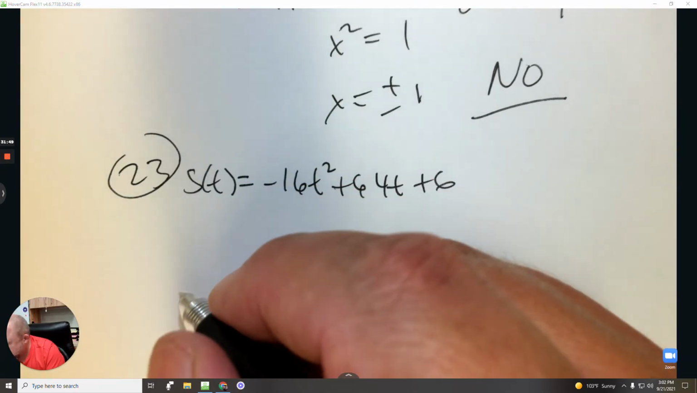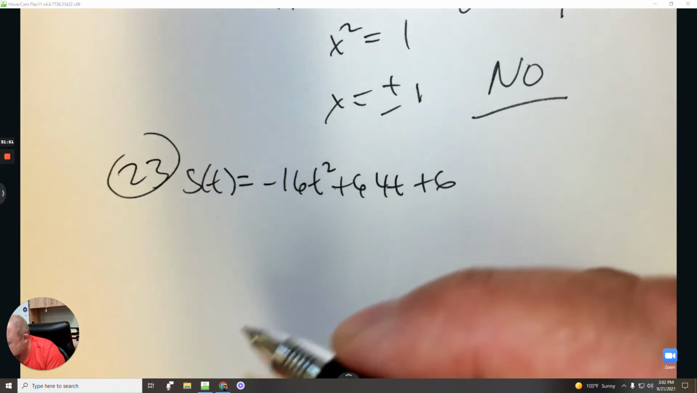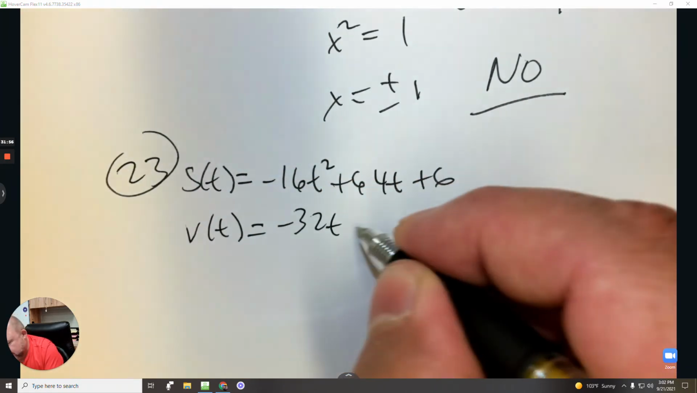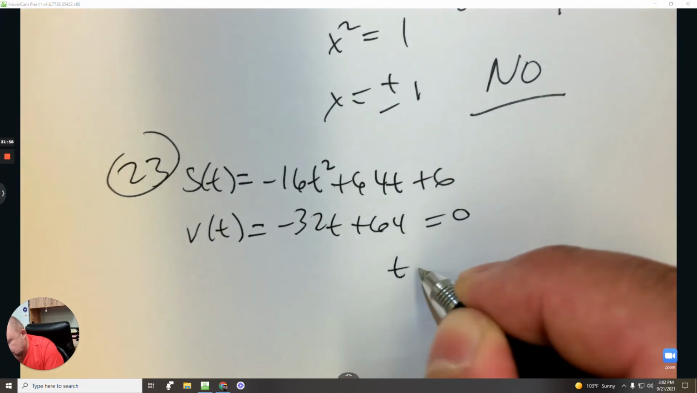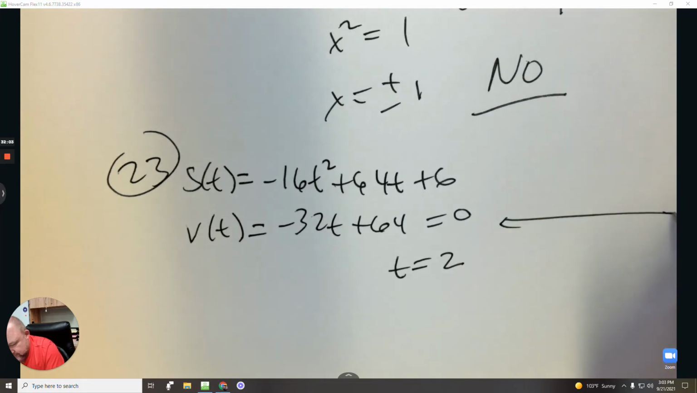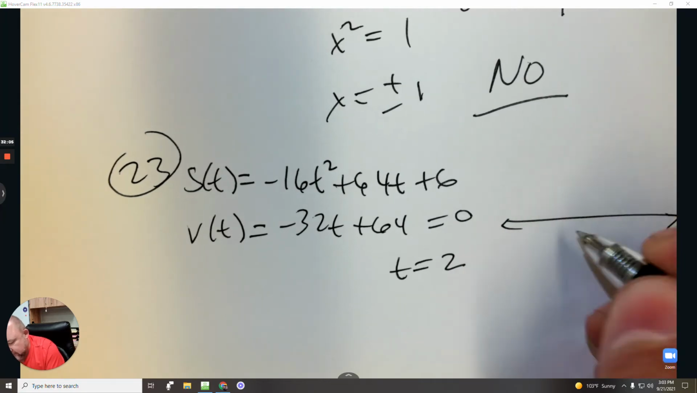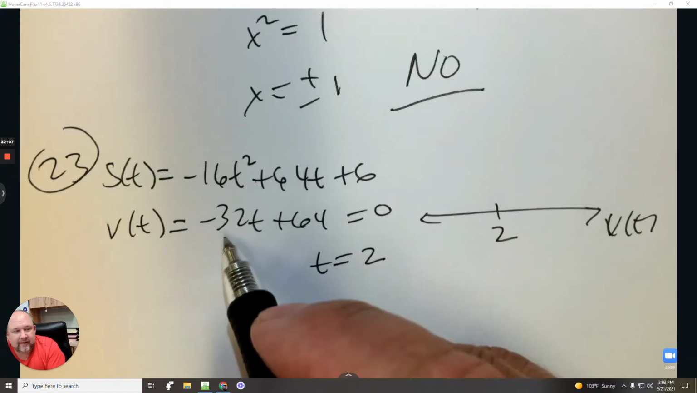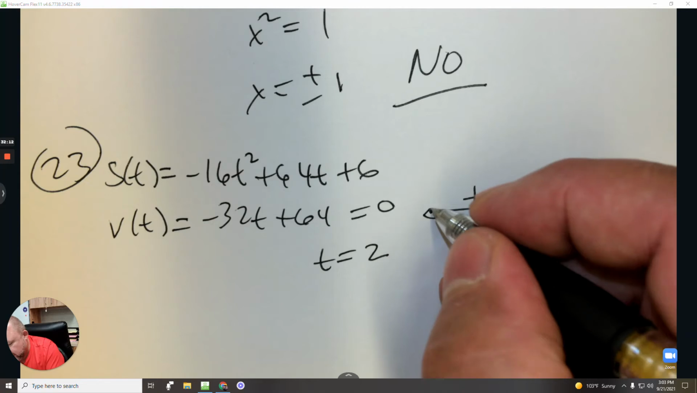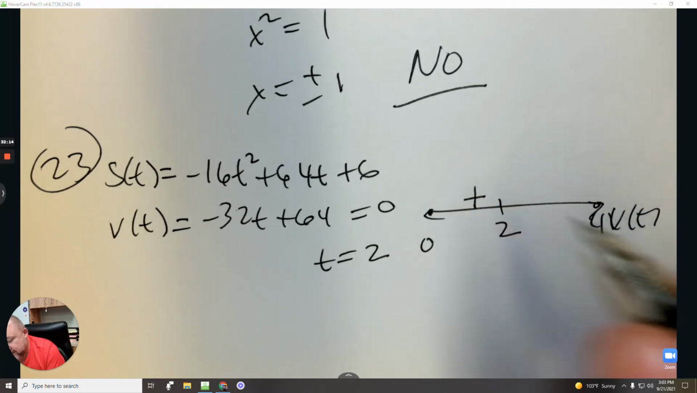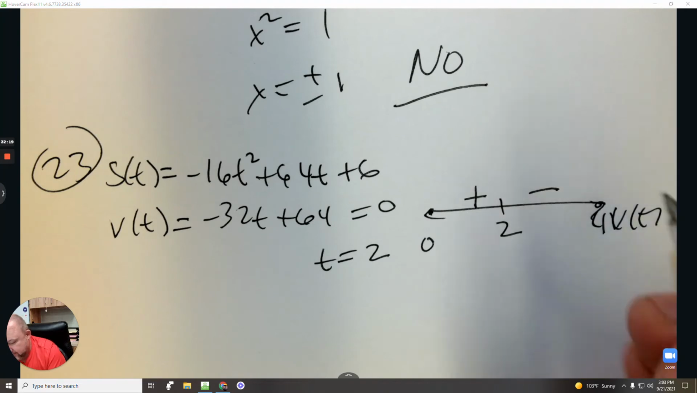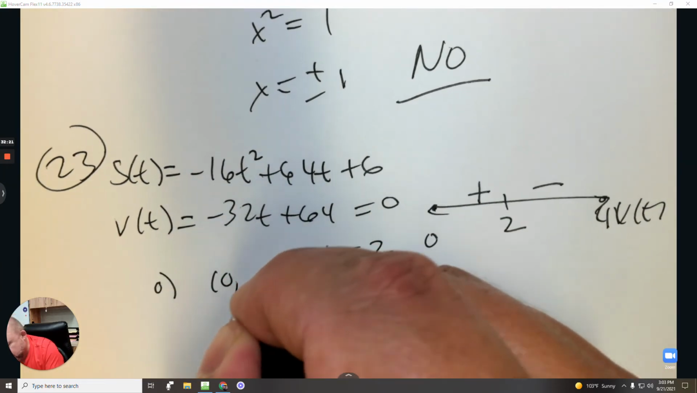So in 23 it says, on which interval is the ball moving upward? So take the velocity, which is the derivative, and make it equal to 0. So t is equal to positive 2. That's where the velocity is 0. And then if I plug in a number smaller than 2, it's going up. Well, it goes from 0 to 4. So here it is. And then it goes down. So it says, when is it moving up? And so the answer for A is 0 to 2.